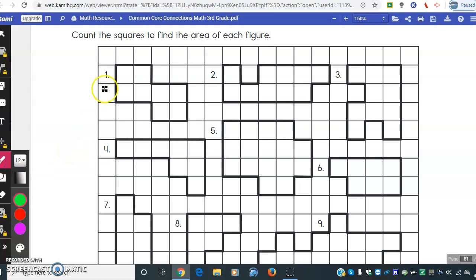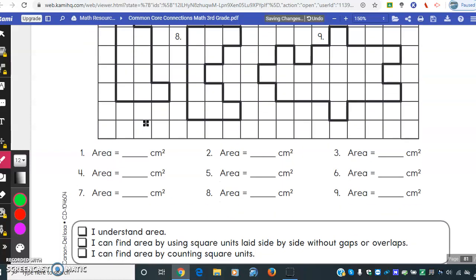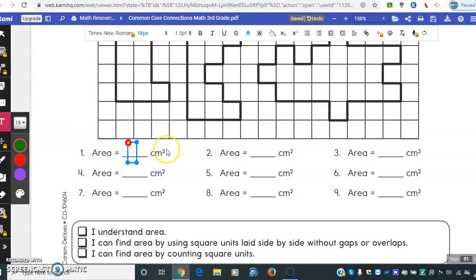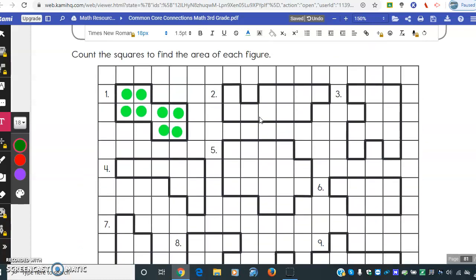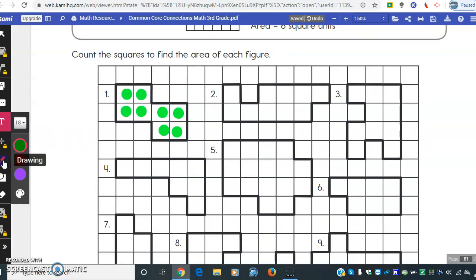So here we go. Number 1, the area is 1, 2, 3, 4, 5, 6, 7, 8. So we have an area of 8 for number 1, and the only thing I want you guys to be really careful of is making sure that you're putting it in the right number, because the numbers go 1 and then 2 to the side and then 3 over. So when I get to number 2, I'm going to want to go sideways to put my answer down.